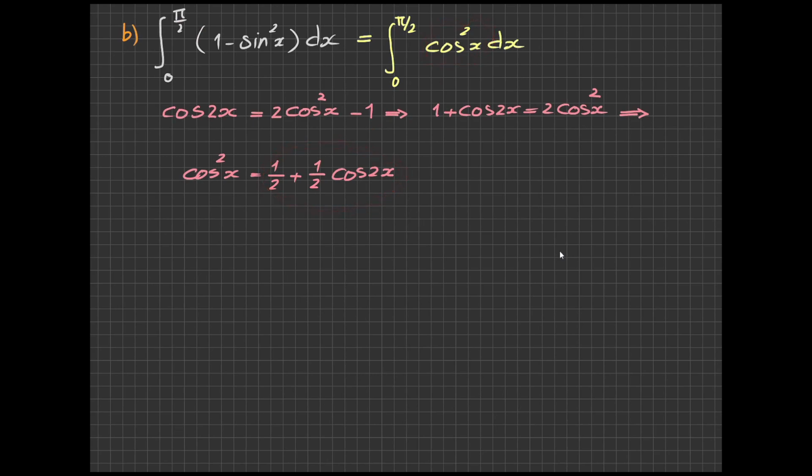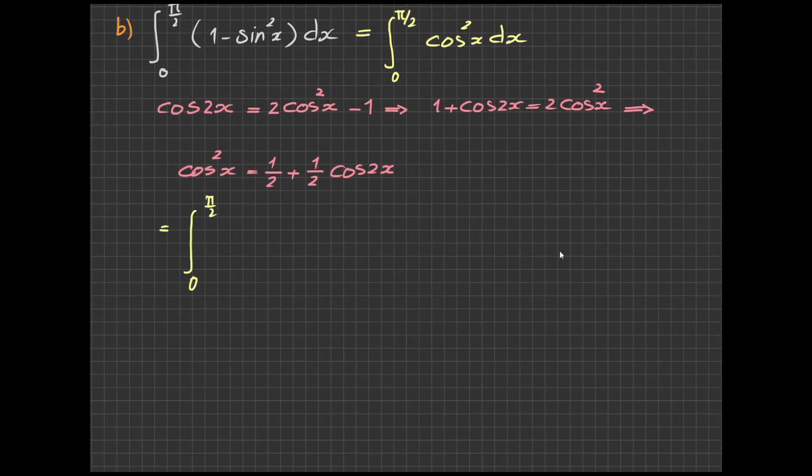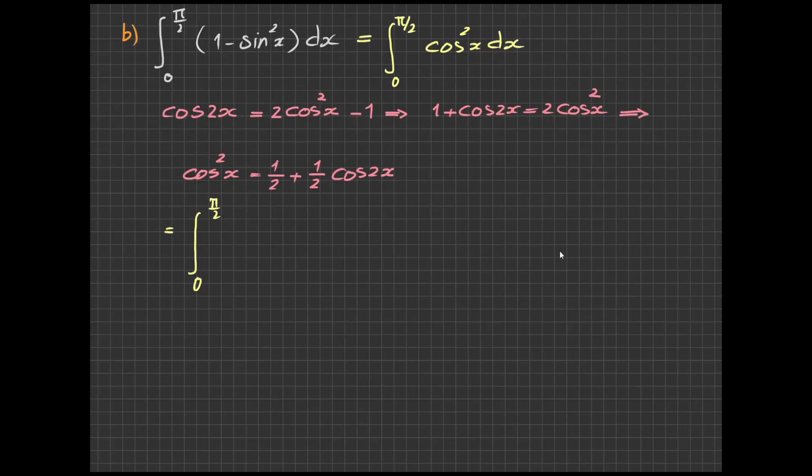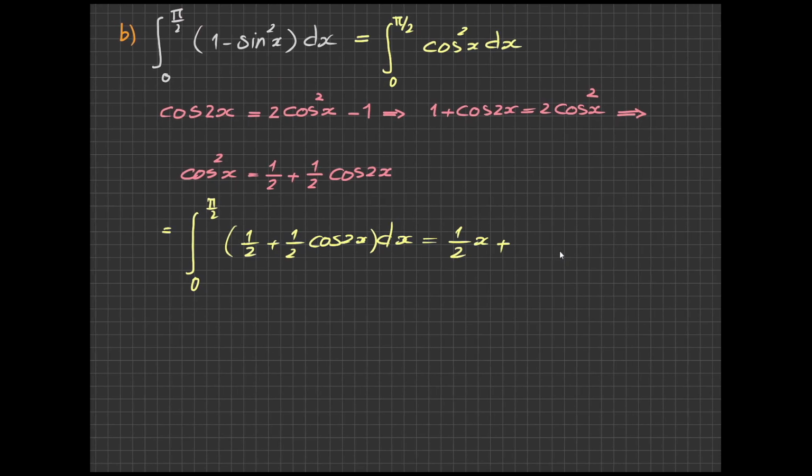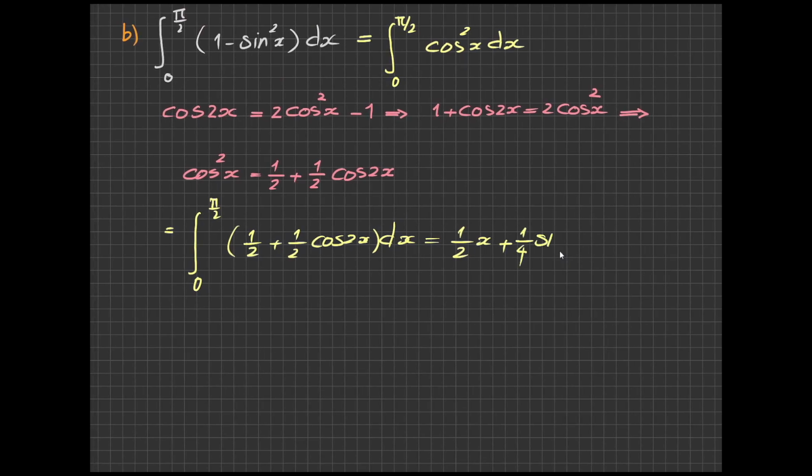This becomes equal to the integral from 0 to pi over 2 of 1 over 2 plus 1 over 2 cosine 2x dx. A primitive function for 1 over 2 is simply 1 over 2 x, and a primitive function of cosine 2x is 1 over 2 sine 2x. There is another 1 over 2, so it becomes 1 over 4 sine 2x.